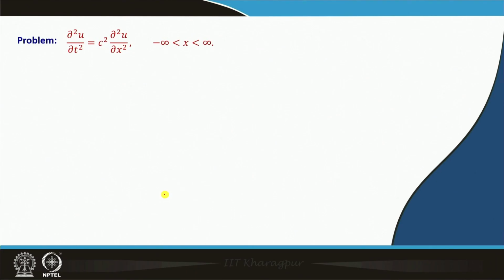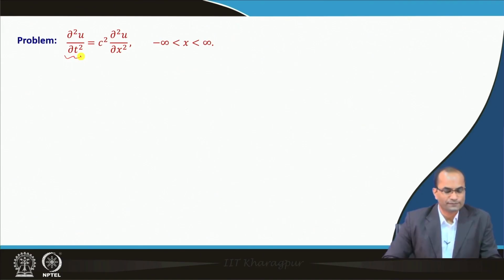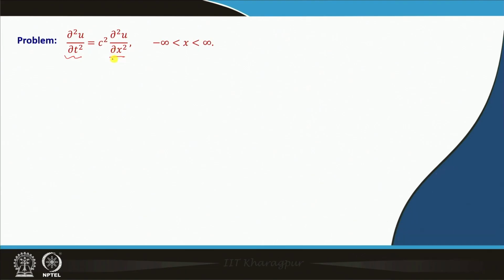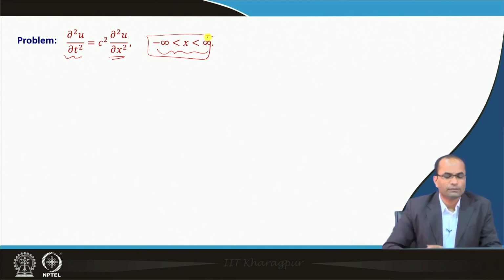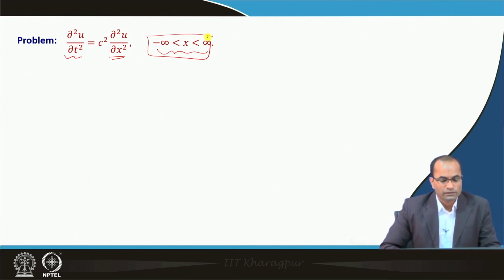So, coming to the problem on wave equation. We have the double derivative del 2 u over del t square equal to c square del 2 u over del x square, and the range here for x is given from minus infinity to plus infinity. So, naturally given this range for x, we will apply the Fourier transform, not the cosine or sine transform.